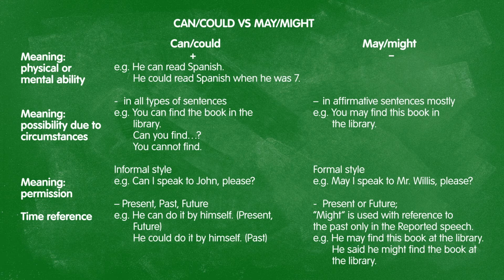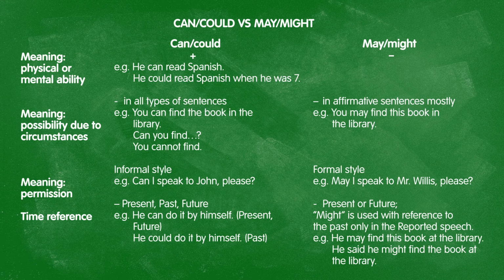If we're talking about possibility due to circumstances, we can use can and could in all types of sentences. For example, you can find the book in the library. Or, can you find this book for me? As well as, you cannot find this book in the library.